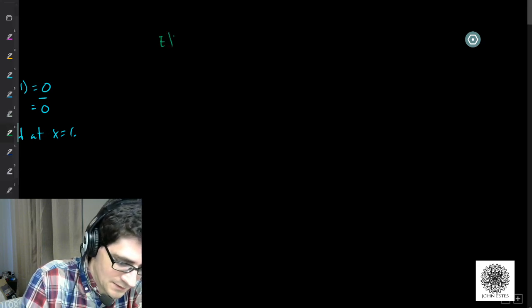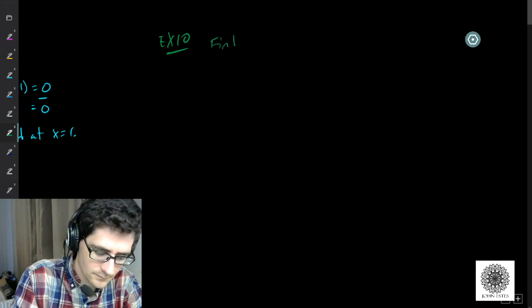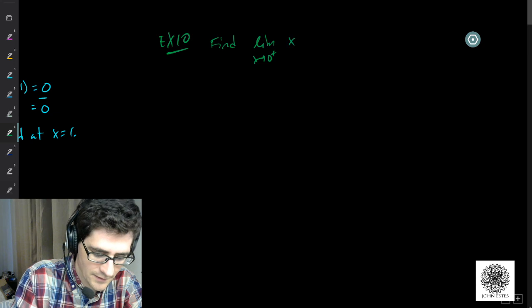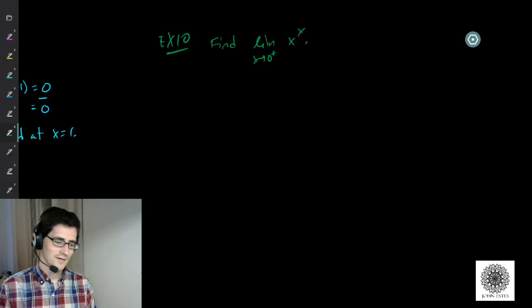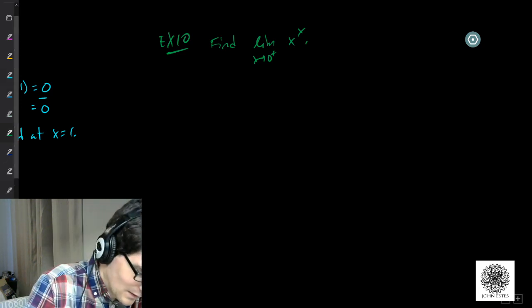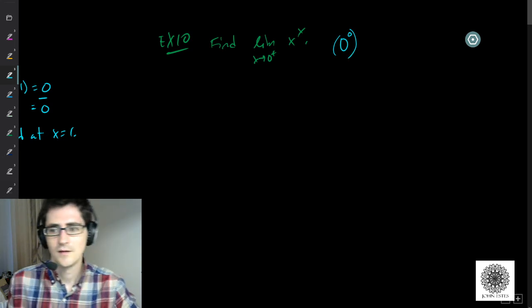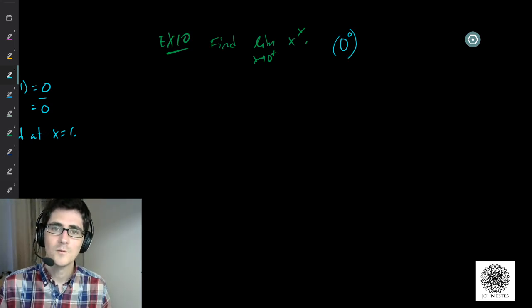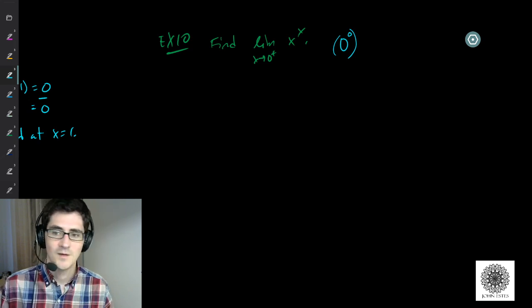All right, example 10, and this will be our last one here. We're going to find the limit as x approaches 0 from the right of x to the x power. And this is a 0 to the 0th power situation. So is it 1? Well, maybe. And even if we do get 1, you can't just go around saying 0 to the 0th power is 1. It just depends on the context.